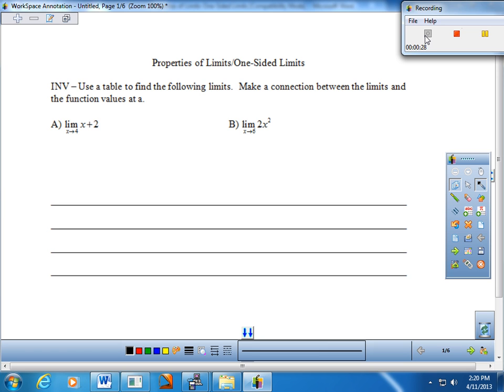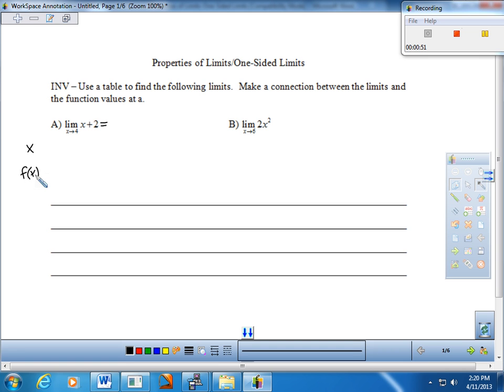The investigation says, use a table to find the following limits. Make a connection between the limits and the function values at a. All right, so two different things, the limit first and then the function value. Let's start with the limit. So I've got the limit as x approaches 4 of x plus 2, and that equals something. And I'm going to create my little table just like I did yesterday.